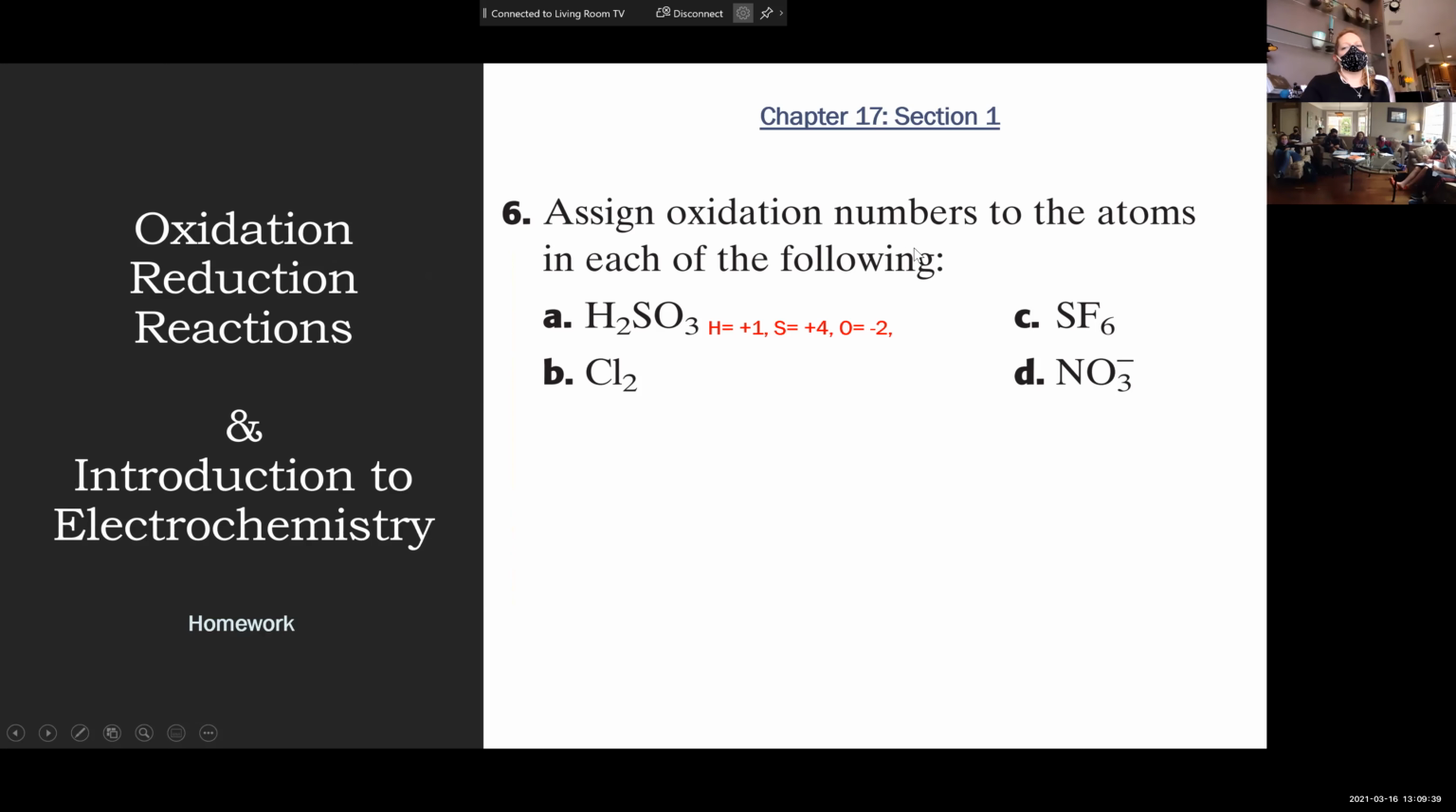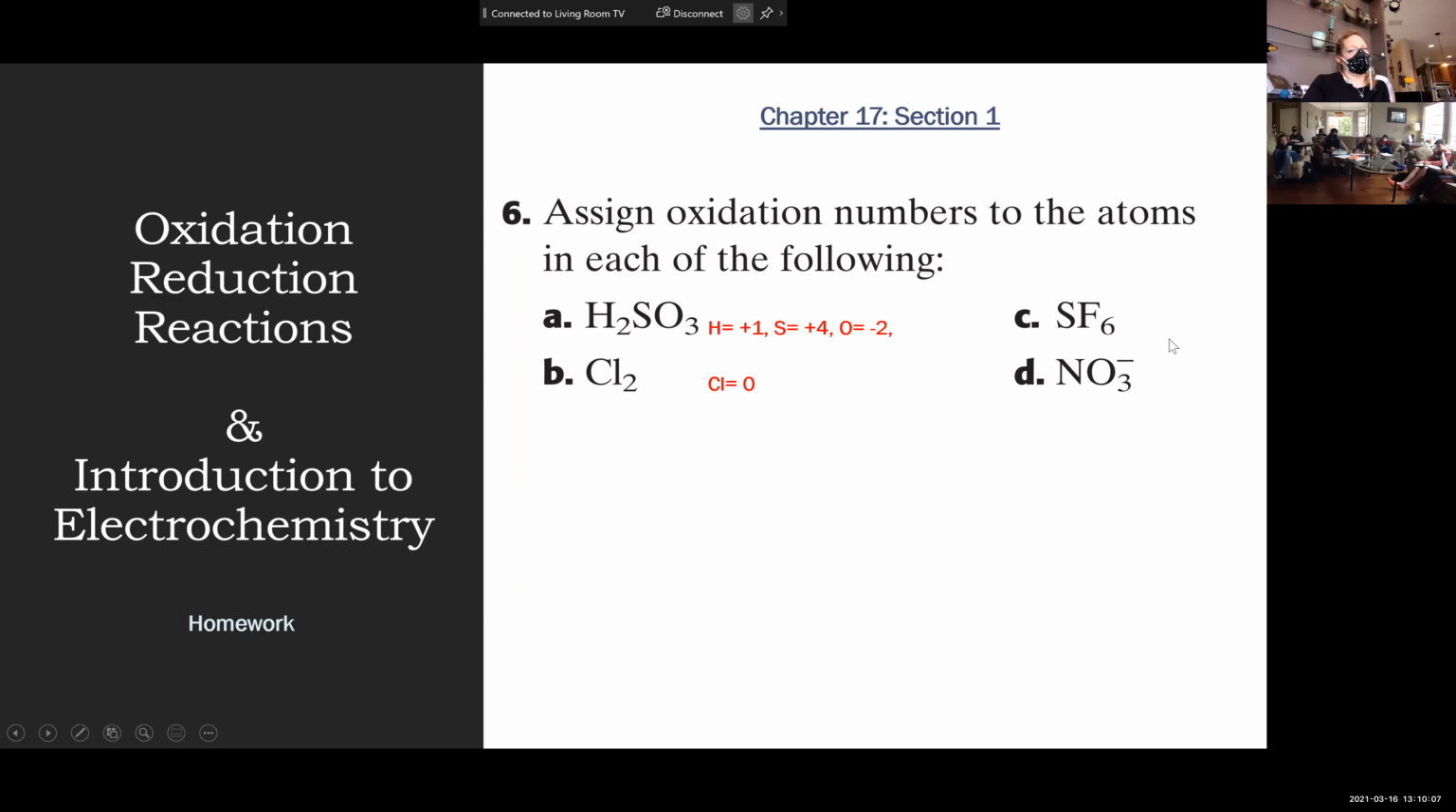It was wanting to break it down by each of the atoms. And then your chlorine, because it's alone, remember if it's a solid and it's alone, it's just going to be 0. Yeah, that's what we got. Good.